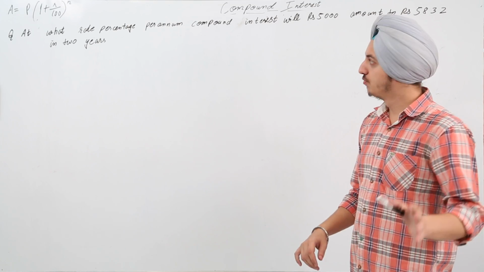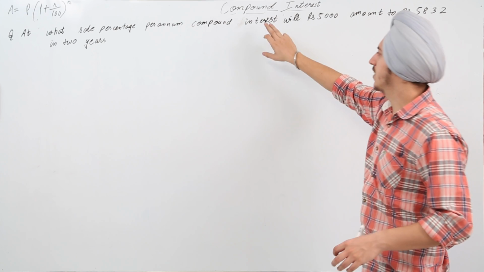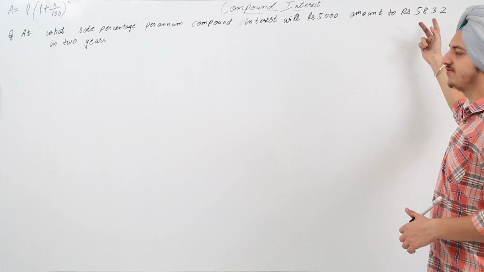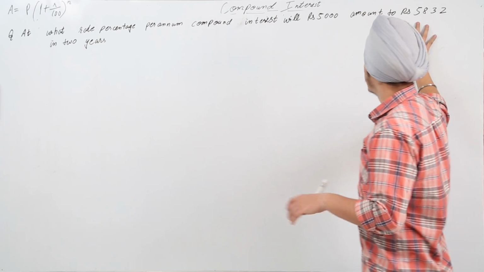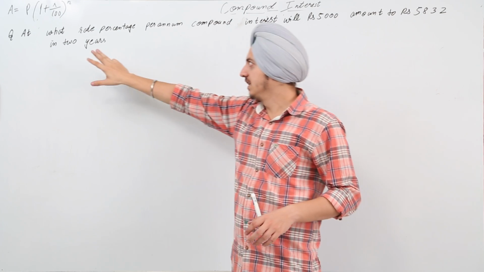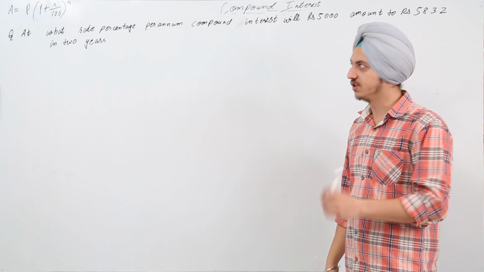Now, at what rate percentage per annum compound interest will rupees 5,000 amount to rupees 5832 in 2 years? So we have the amount, we have the principal, we have the time period. We have to calculate the rate of interest.